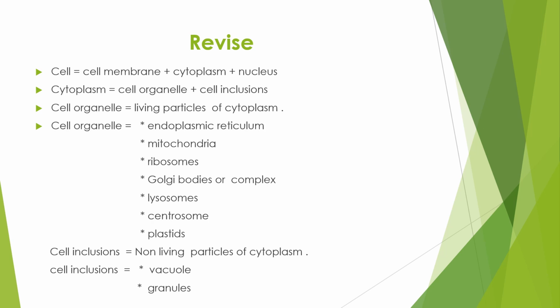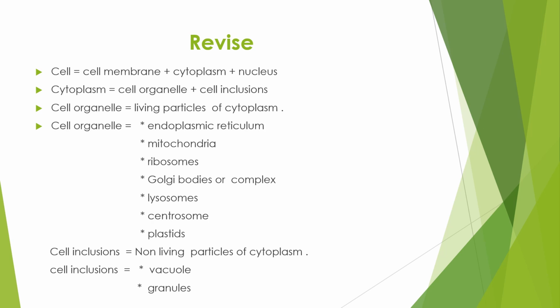The outermost boundary is the cell membrane. Cytoplasm is a jelly-like, fluid, viscous matrix. And most important, the brain of the cell, who is deciding what to do and what not to do, that is the nucleus, the big boss of the cell.